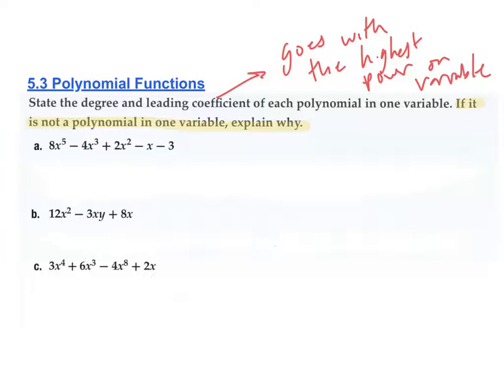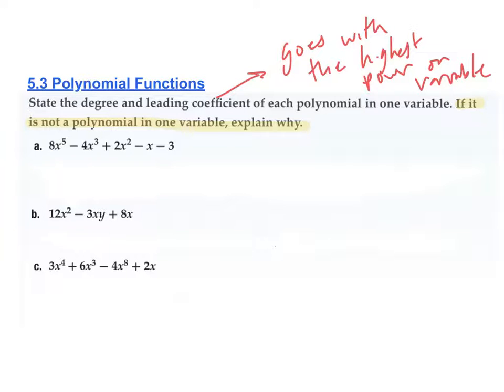So let's look at A real quick. A, is there more than one variable? No. I mean, it's the same variable. There's more than one term with a variable, but the variable is all the same. So there's only one variable that is being used. I guess that's what I mean by that. Okay, so only one variable is being used. So it is a polynomial in one variable.